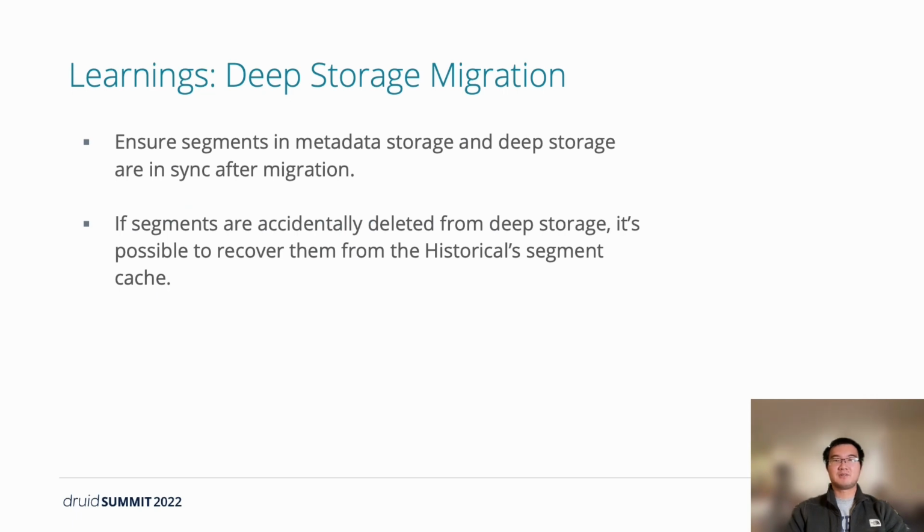When we switched from local deep storage to distributed deep storage, we had to do deep storage migration. In the beginning, we performed deep storage migration while the streaming tasks were still ongoing. This created some problems, as the latest segments weren't migrated to the new deep storage, and the reindexing tasks were failing. So if you're doing deep storage migration, you need to be very careful and ensure segments in the metadata storage and deep storage are in sync after migration. If segments are accidentally deleted from deep storage, no worries. It's still possible to recover them from the historical segment cache.